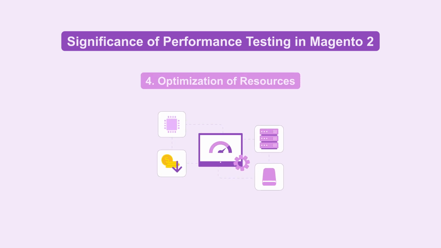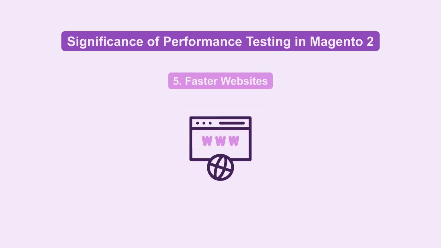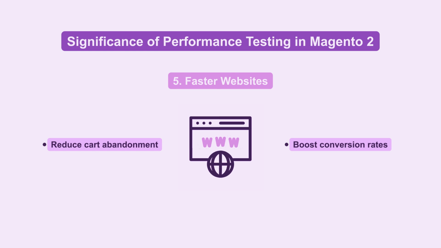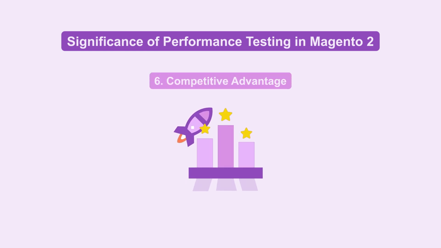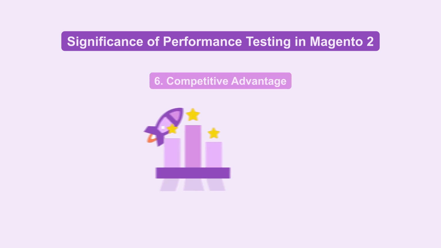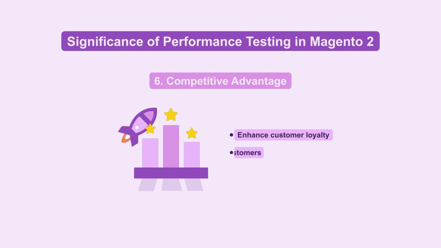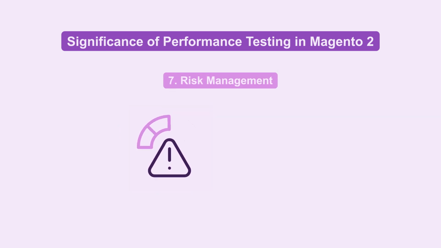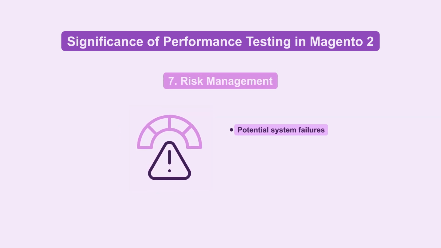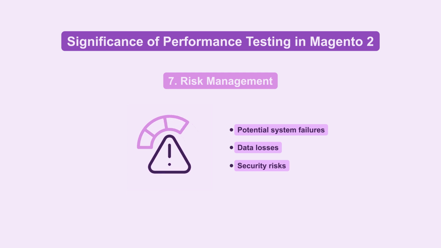Efficient resource usage cuts hosting costs and improves response times. Faster websites fine-tune performance to reduce cart abandonment and boost conversion rates. A Magento 2 site that loads quickly and performs consistently enhances customer loyalty and attracts new customers. Identify and address potential system failures, data losses, and security risks.